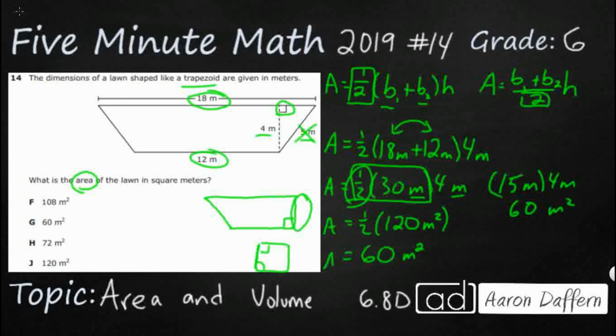You also could completely flip around. You could do half times the 4, right? That is the commutative property of multiplication. You can just switch the order here. Half of 4 is going to be 2. So then you would get 2 meters times 30. And guess what 2 times 30 is going to get you? You are correct. 60 meters squared. So either way you look at it, we are going to be looking at 60 meters squared. And that is our answer G.